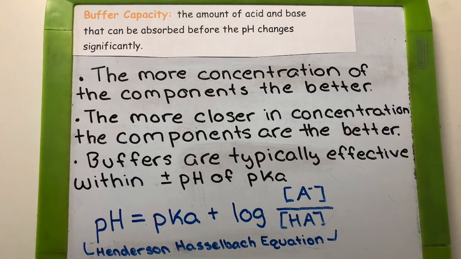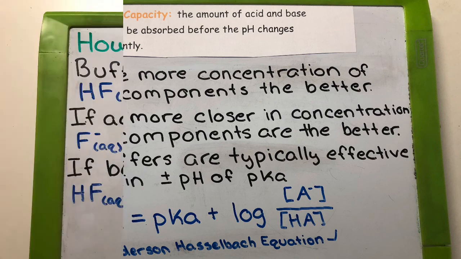The buffer capacity is the amount of acid and base that can be absorbed before the pH changes significantly. Buffer capacity depends on the concentration of the species in the buffered solution. The more concentrated the buffer solution is, the greater the buffer capacity.